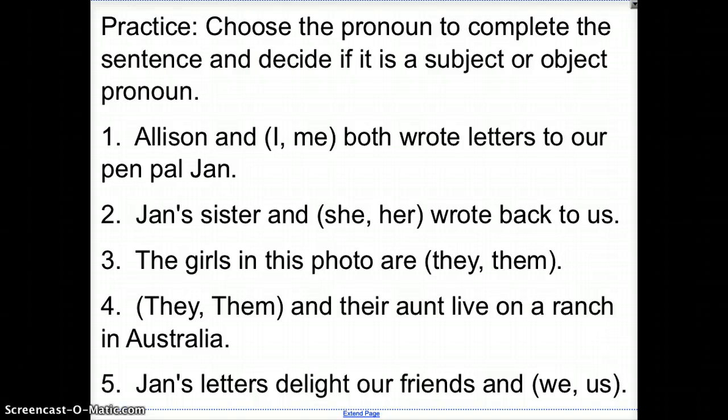Number 2, find the verb. Where does it come? Does it come before the verb or after the verb? And what kind of verb is it? Decide which pronoun, is it a subject or object?